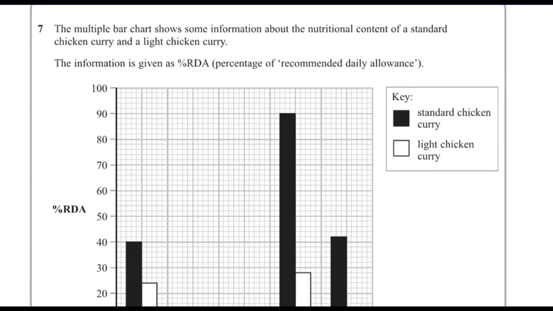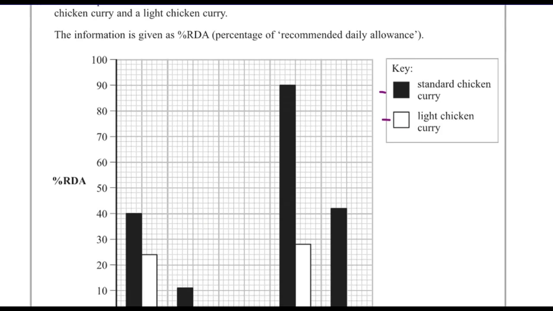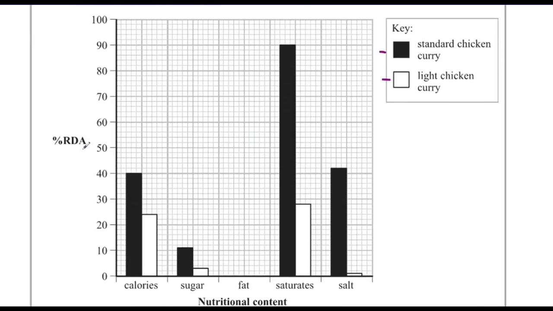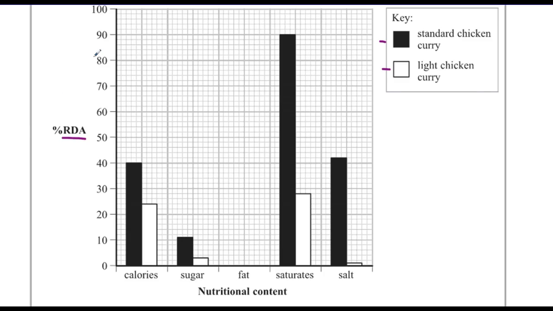Question 7. The multiple bar chart shows some information about the nutritional content of a standard chicken curry and a light chicken curry. And we have a key over here. Standard is in dark and light is in light. The information is given as a percent of recommended daily allowance, or RDA. So that means if what you ate was half of your recommended daily allowance, then you could eat 2 lots of it in the day, otherwise you'd be going over.